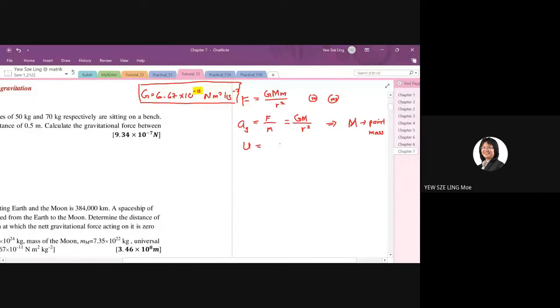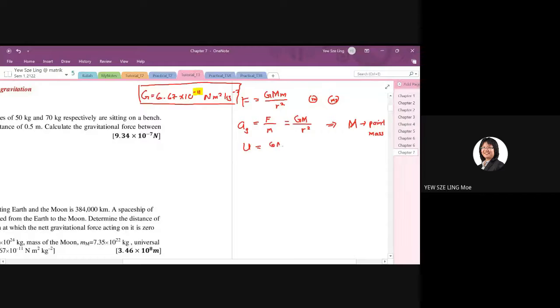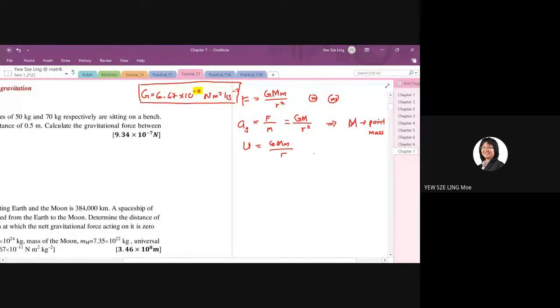And then potential energy, we have GMm over R. You calculate the energy between two masses to place one object from infinity into the field of the point mass. Small m is the test mass, capital M is the point mass. So you move the small m from infinity to a point inside that field, and you want to find out how much energy is needed to place it inside the field.